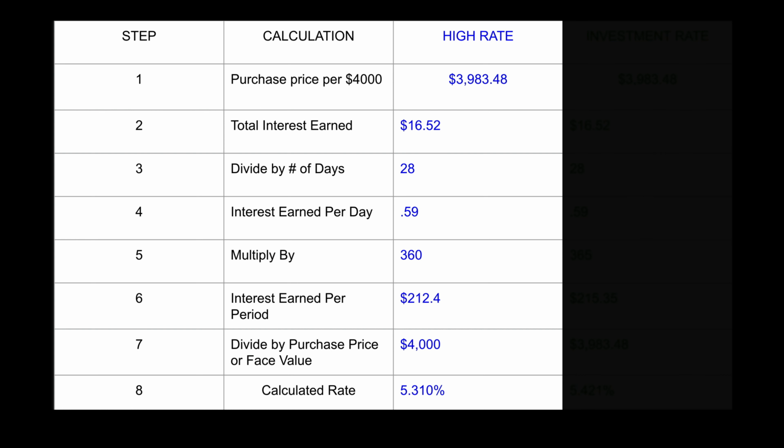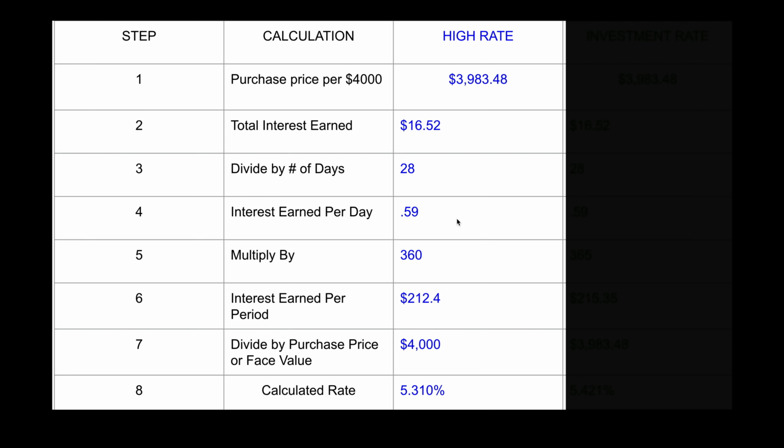You can see here that there's 8 basic steps to come up with that calculated rate that Treasury Direct shows. So we're first starting out with our purchase price per $4,000, which is that $3,983 purchase price that I just showed you. The next step then would be to subtract the $4,000 minus that number to give us the total interest actually earned, which is $16.52. But you might remember, however, that that's over 4 whole weeks, meaning that we need to divide by the number of days, which would be 28, giving us the interest earned per day of around 59 cents.